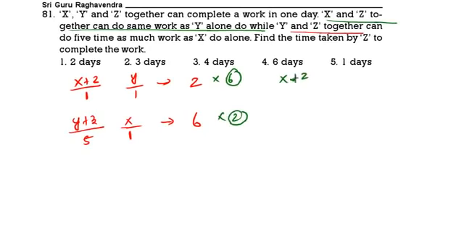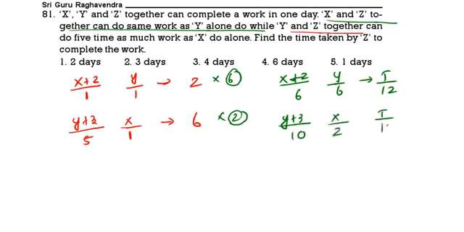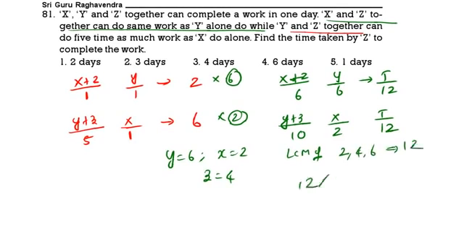Therefore, X plus Z is equal to 6, Y 6, total 12. Here, Y plus Z is equal to 10, X is equal to 2, total 12. That means Y is 6, X is 2, Y plus Z 10, so Z is equal to 4. So LCM of 2, 4, 6 is 12. So total work is 12. Z alone can do the work in 3 days. 3 days is the correct answer, option 2.